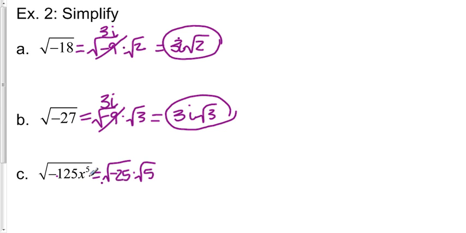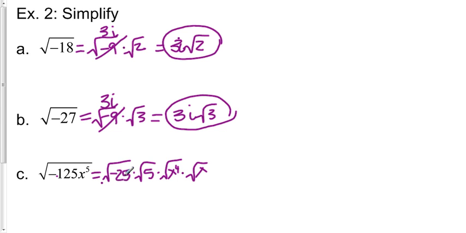Now, how do I split up x to the 5th? Well, in order to take the square root here, a perfect square root, I need an even power. So I'm simply going to split x to the 5th into the square root of x to the 4th times the square root of x. X to the 5th is x to the 4th times x to the 1st.